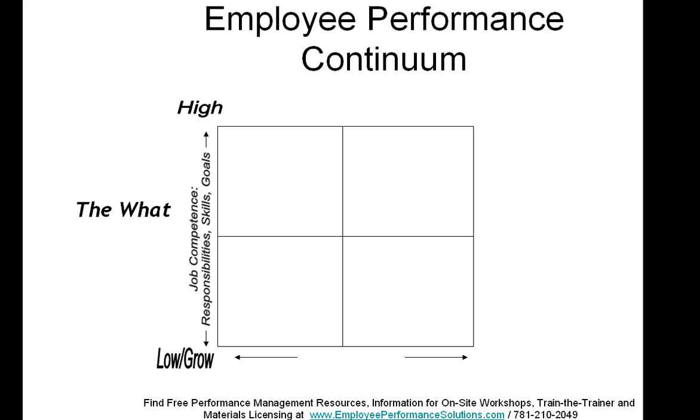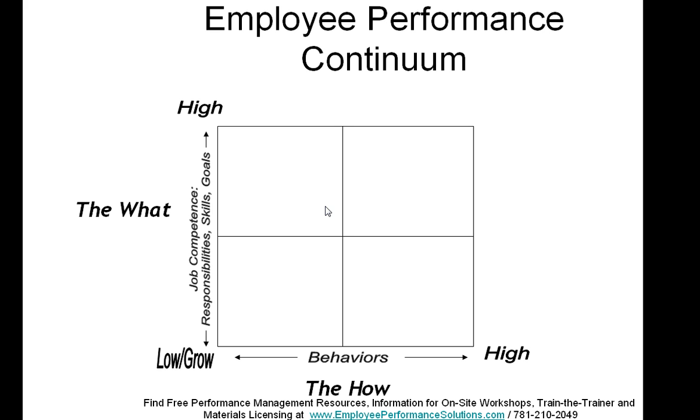The other part of the continuum are the behaviors, and that describes the how. How does the person conduct themselves? What are their interpersonal skills like, communication, accountability? Are they a good team member? If you have a competency model in your organization, then lots of those competencies describe behaviors that are acceptable to your organization. You have people on the low and the growth side, and you have people on the high side.